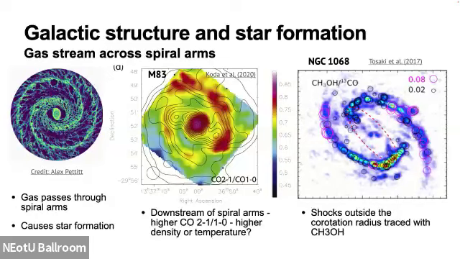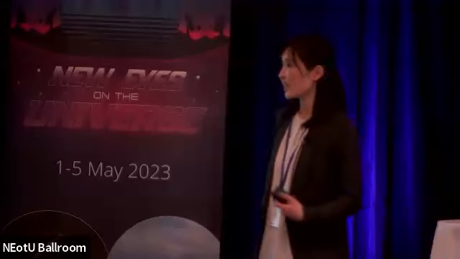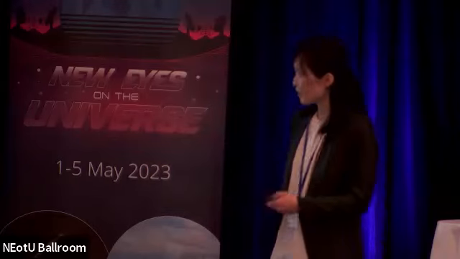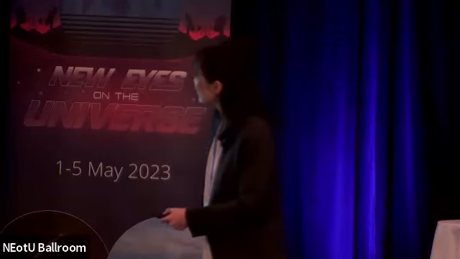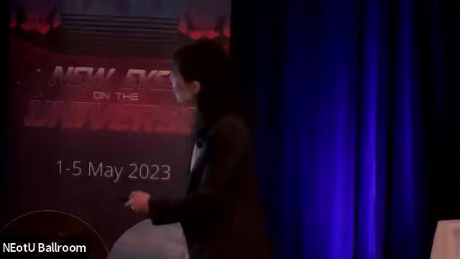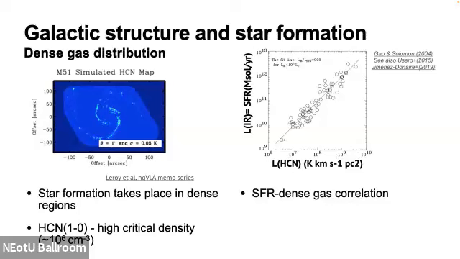Okay, so because stars form in dense gas, people have observed HCN, because HCN has higher critical density than CO, and there has been a correlation. So there's this correlation of HCN and star formation rate, and tracing dense gas is raised as one of the key science goals in the ngVLA memo series as well.